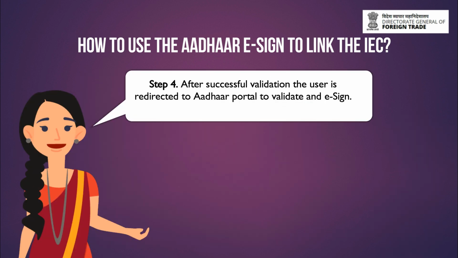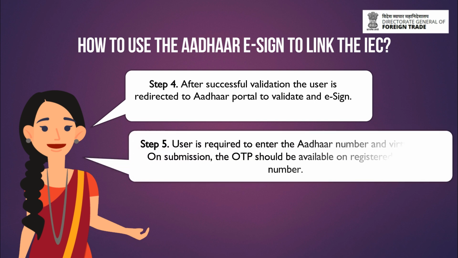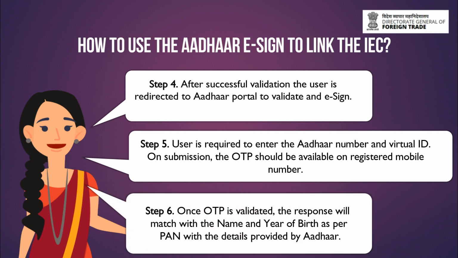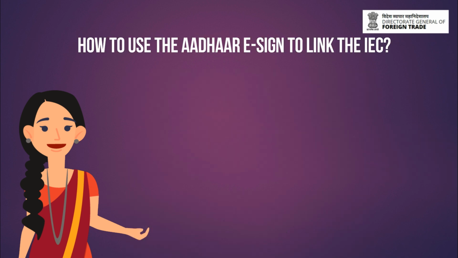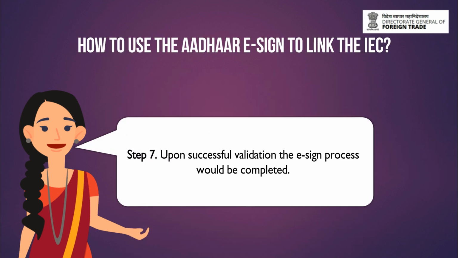After successful validation, the user is redirected to Aadhaar portal to validate and e-sign. User is required to enter the Aadhaar number and virtual ID. On submission, the OTP should be available on registered mobile number. Once OTP is validated, the response will match with the name and year of birth as per PAN with the details provided by Aadhaar. Upon successful validation, the e-sign process would be completed.